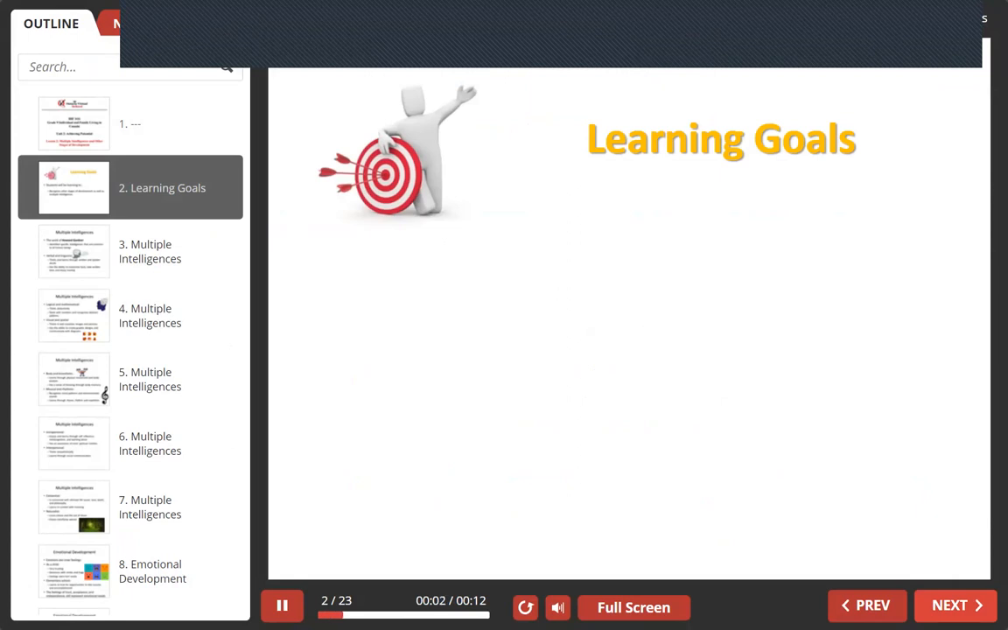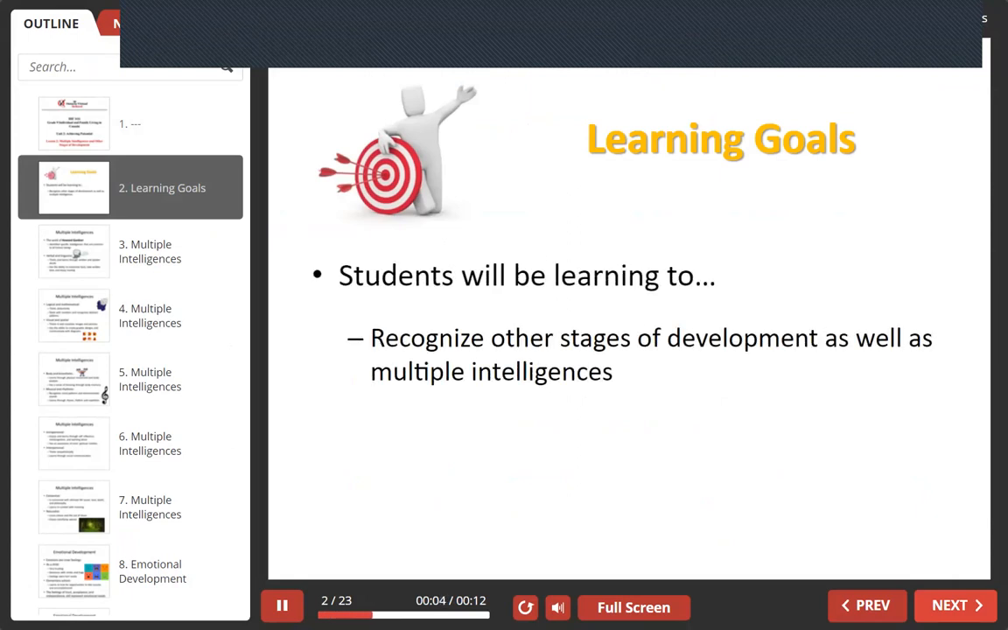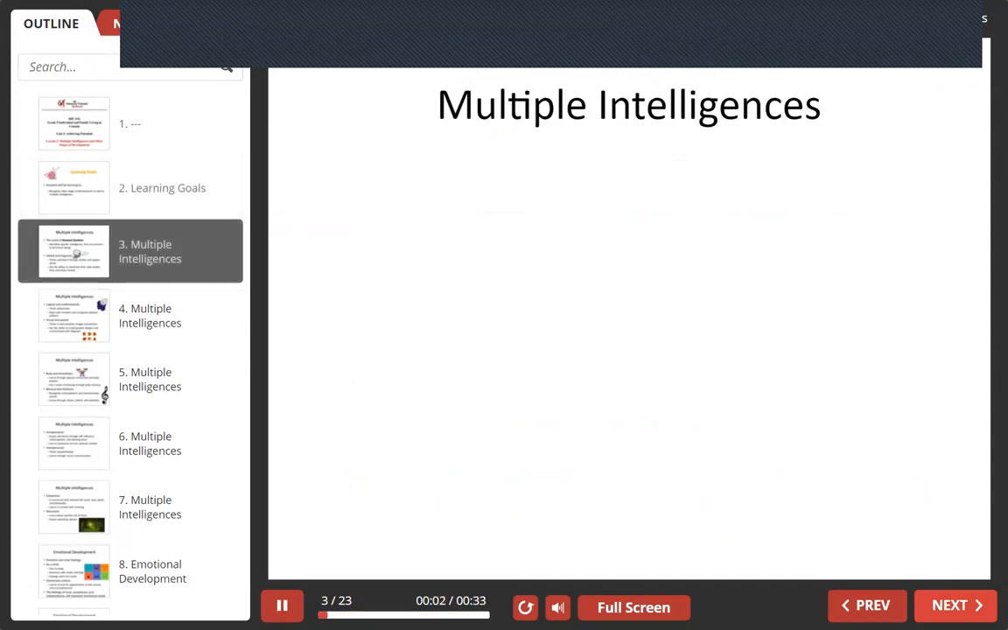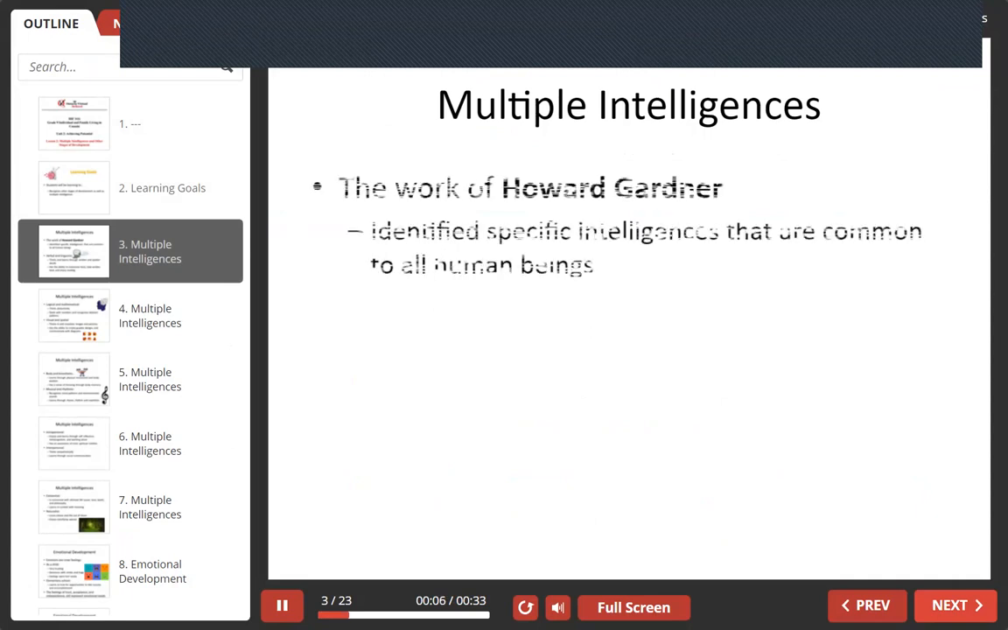So, our learning goals for this lesson will be to recognize the other stages of development as well as multiple intelligences. We're also going to be looking at different types of emotions. So, first off, we're going to be looking at multiple intelligences. This was the work of Howard Gardner. He identified specific intelligences which are common to all human beings.